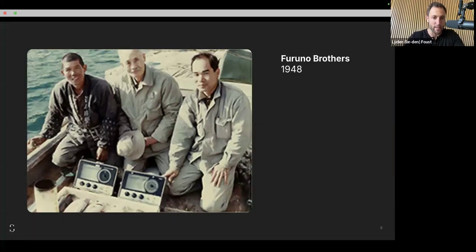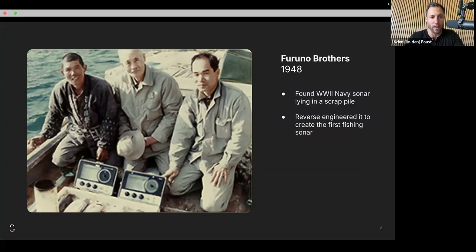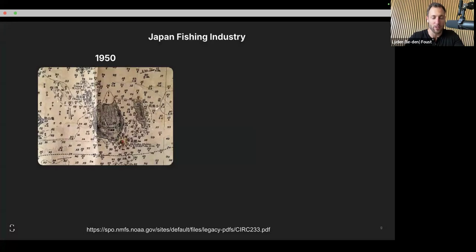Until 1948, when the Furuno brothers found a piece of Navy sonar lying in a scrap pile from a World War II ship. They worked with radios, so they were able to reverse engineer it and come up with the first fishing sonar. And that fishing sonar had a massive impact on the commercial fishing industry.